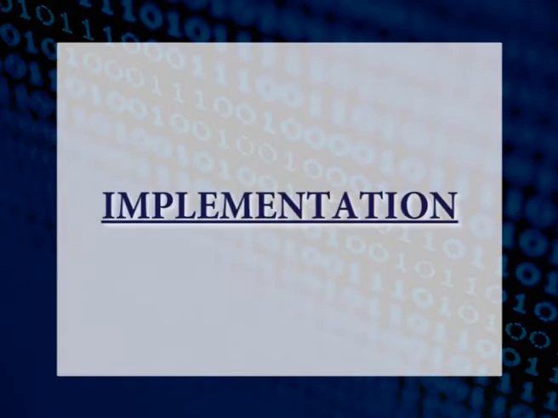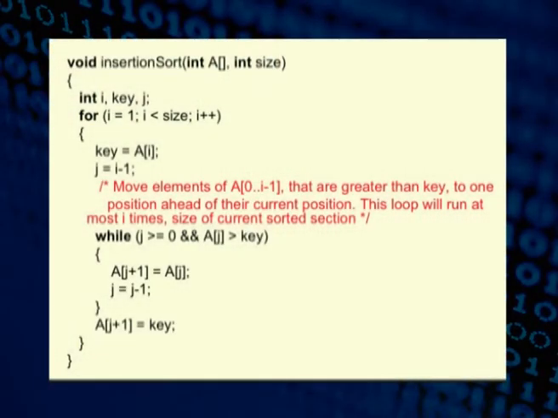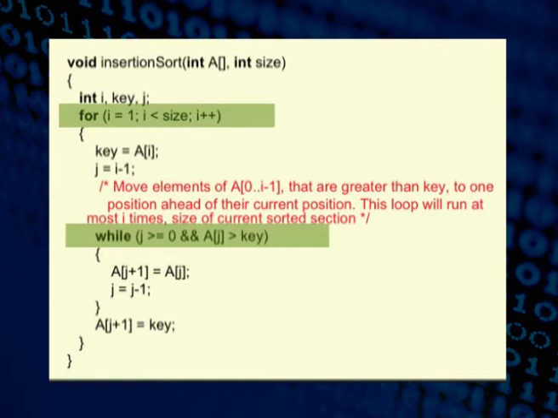Implementation. The code in C for insertion sort is as shown on the slide. There are two loops in the function. The outer loop runs size minus 1 times, where size is the number of elements in the array. The inner loop moves elements of sorted section A[0] to A[i-1] that are greater than key to one position ahead of their current position.